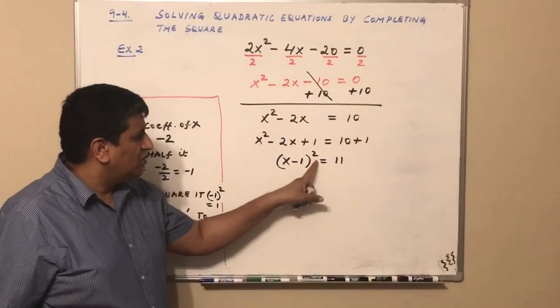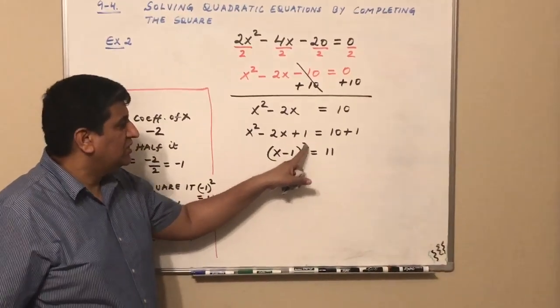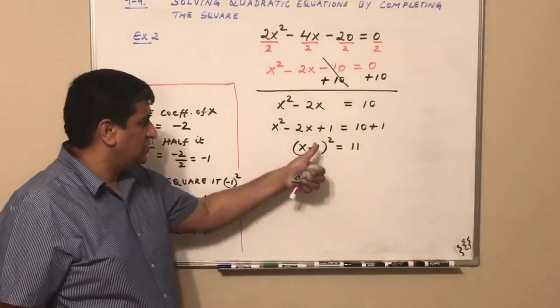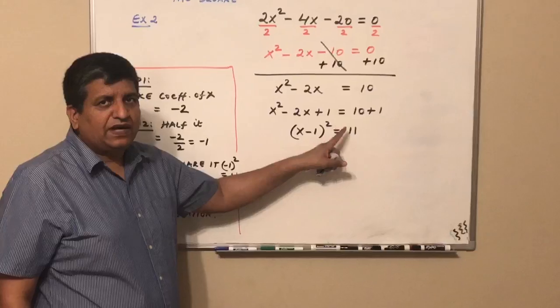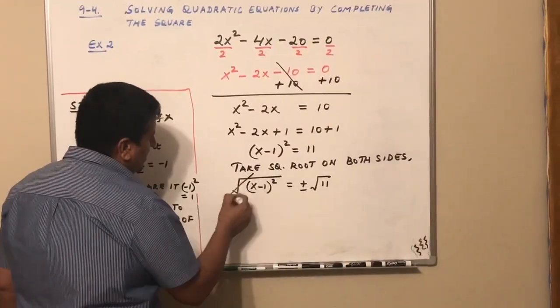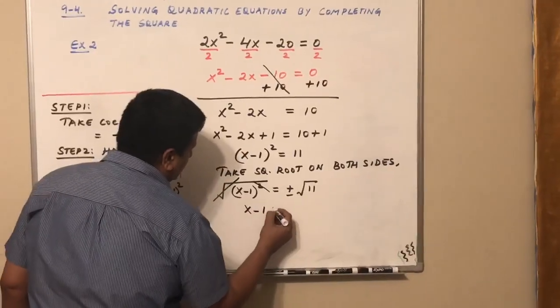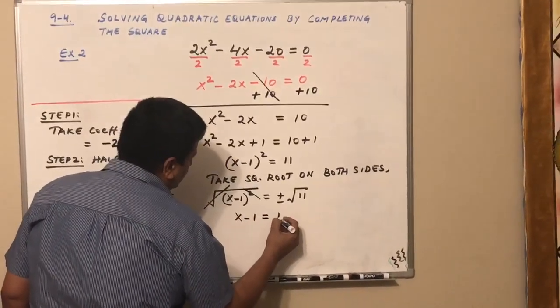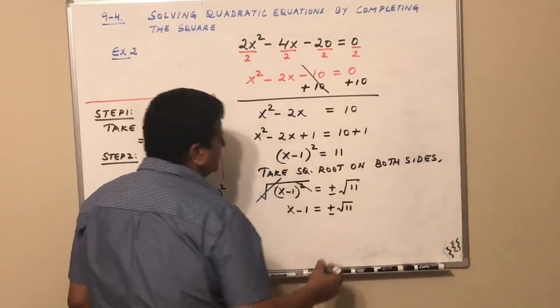After this, we want to remove this square. To remove the square, we're going to do the inverse of this square, which is the square root. And on the number side, you're going to write plus and minus. Square and square root, they're inverse operations. They cancel out each other. You're left with x minus 1 is either equal to plus square root of 11 or minus square root of 11.